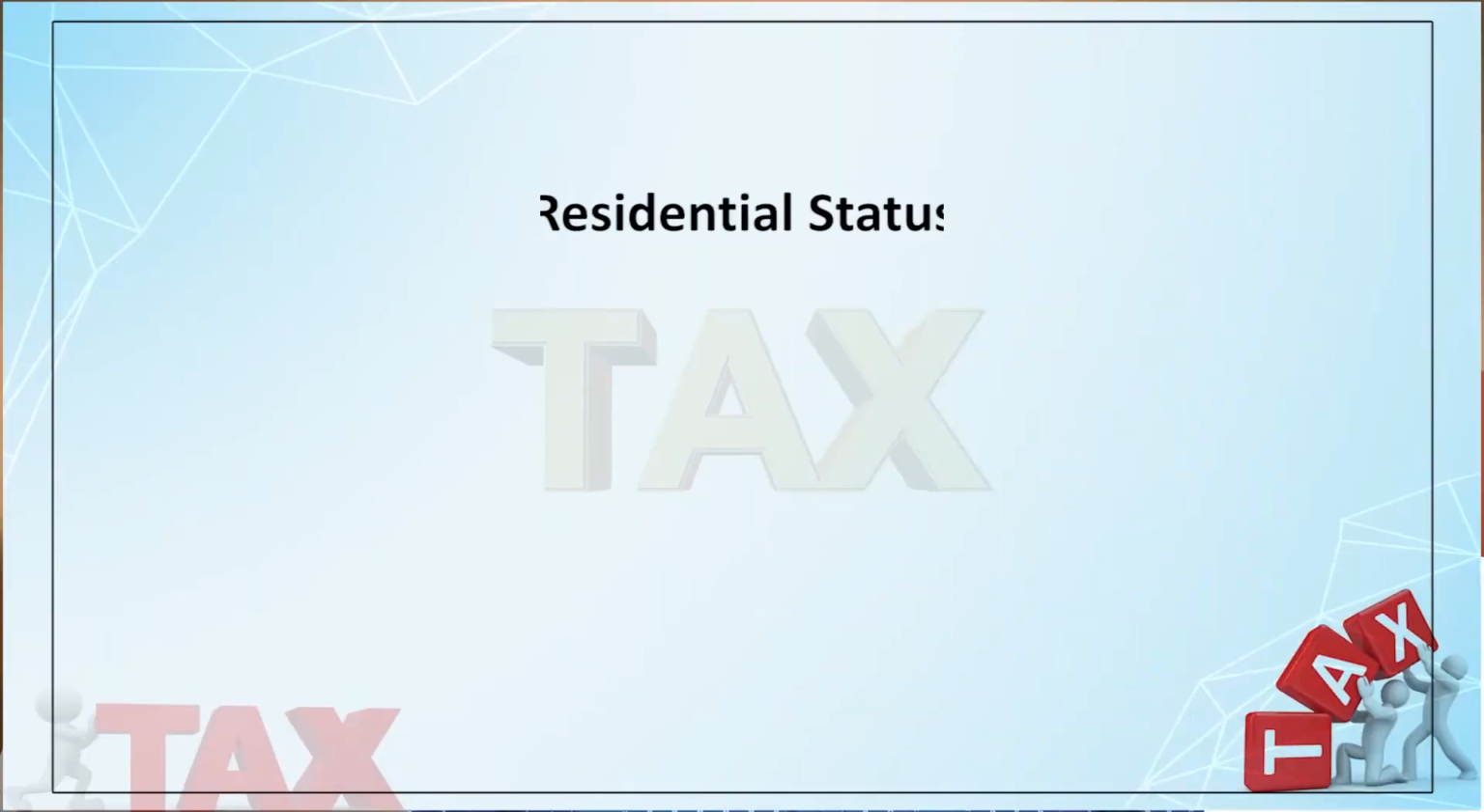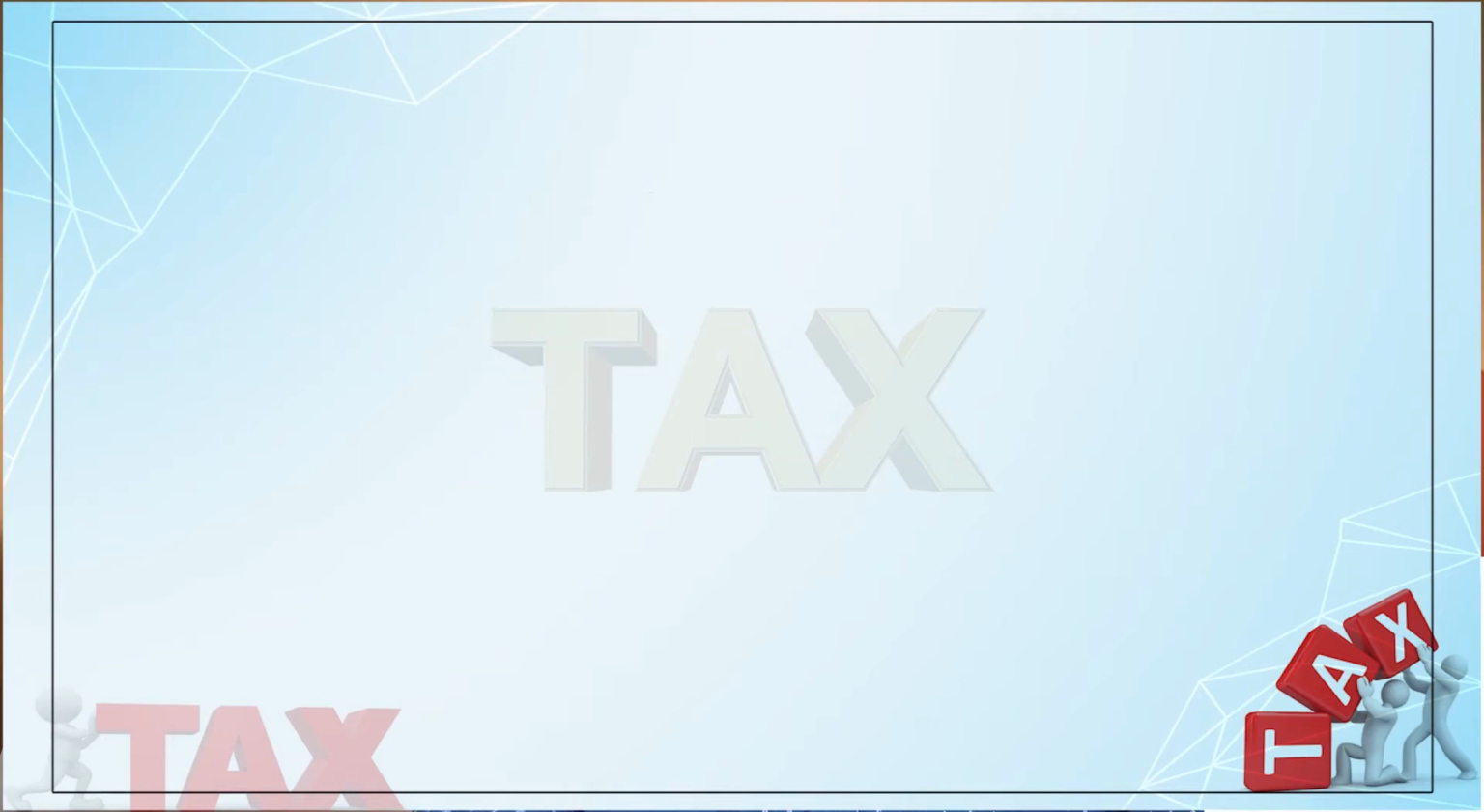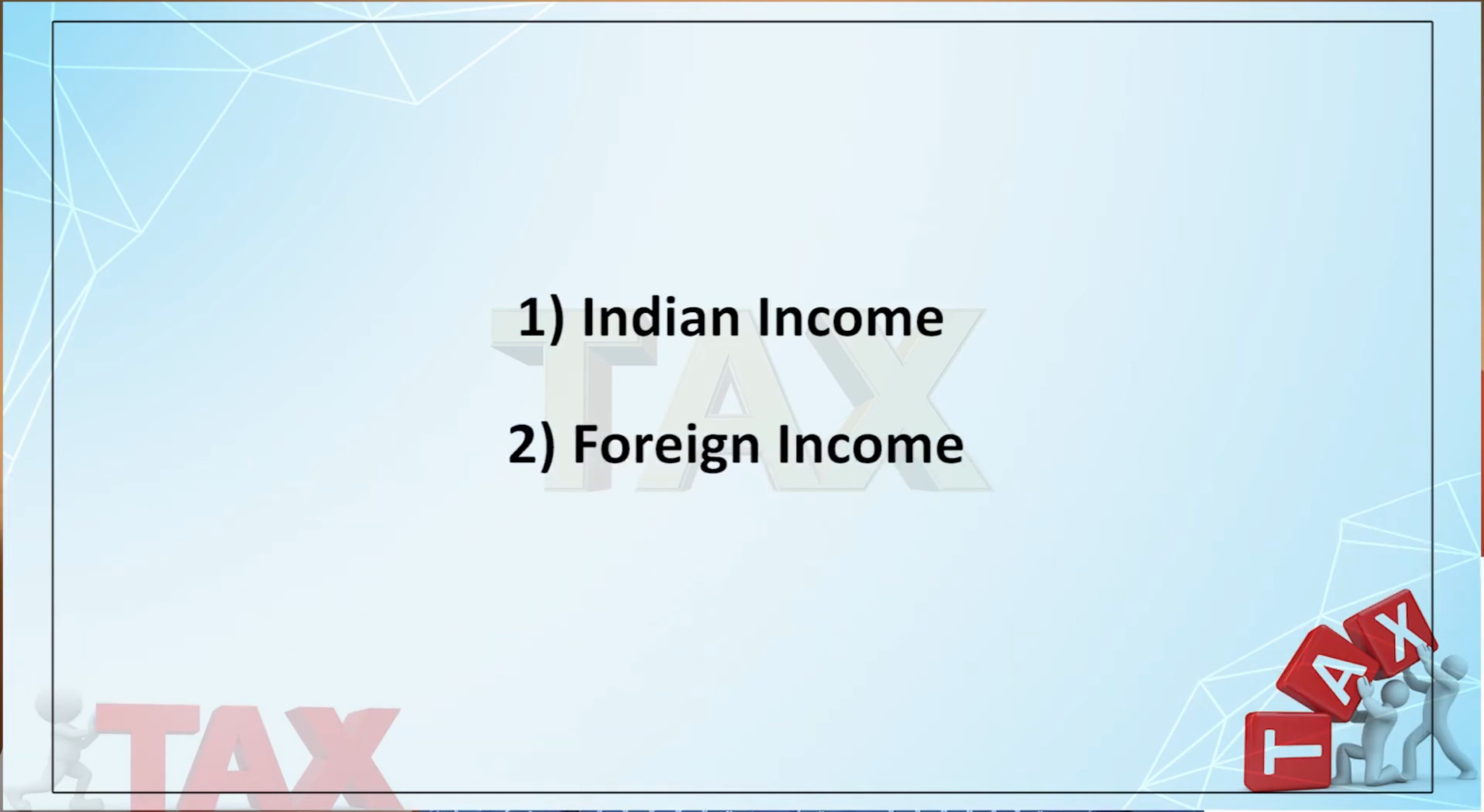So, students, we have so far discussed the residential status of a company and the types of income or nature of income that can be earned by a company assessee. We have two types of residential status, resident and non-resident, and as far as types of income are concerned, there are two types: Indian income or Indian sourced income, and foreign income. We have seen that there are certain conditions. If the conditions are fulfilled, then an income may be treated as Indian income, and if the income is accrued and received outside India, it will be treated as foreign income.